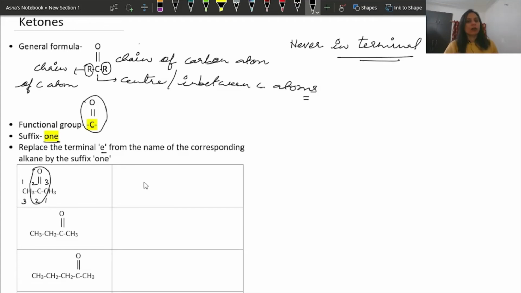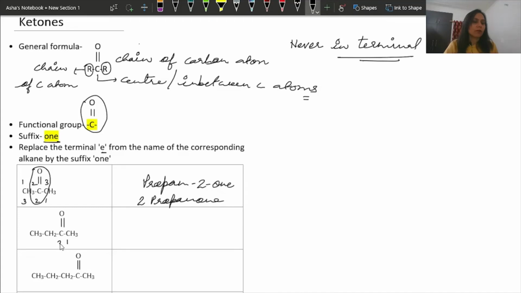So there are 3 carbons, so the root word will become prop. Now it is an alkane, so you will be writing an, and you will be writing here 2, the position of the ketone, and then you will be writing one, which is the suffix. Instead of the E of the alkane, you will be attaching this one, or you can also write it as 2-propanone. Here in this case there are 4 carbons.